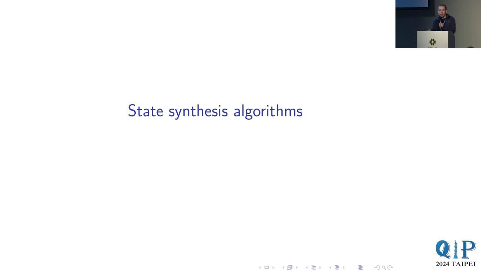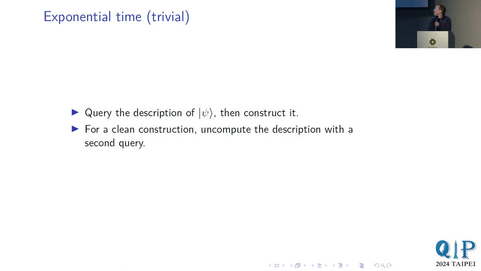So what are some algorithms for this problem? Well, there's a really trivial one, which runs in exponential time. Here you just use one query to get the description of the state psi, and you can use that Bernstein-Vazirani trick, so it just reduces to one quantum query to a single output function. And then once you have the description of psi, just construct it. And if you want this to be a clean construction, use a second query to uncompute the description of psi after you've constructed psi.